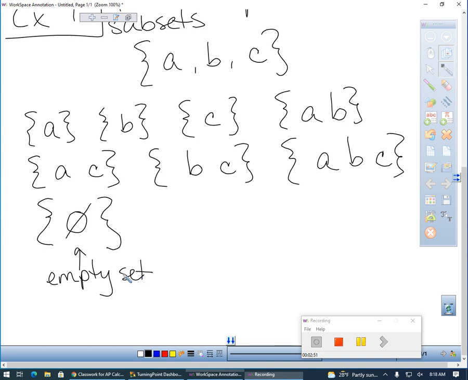Just squiggle. Squiggle works. Okay? So the first few problems you have in your homework, that's all I'm asking you to do is to list all the subsets.